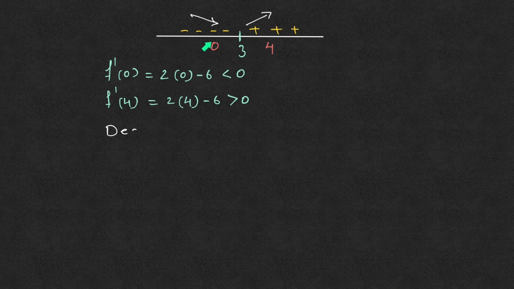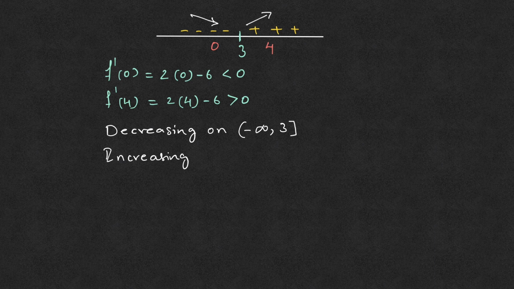The given function is decreasing on the interval negative infinity up to 3, including 3, and increasing on the interval including 3 to infinity. Since the function is continuous and there is no interval in which the function is constant, we can include the point 3 in the interval.